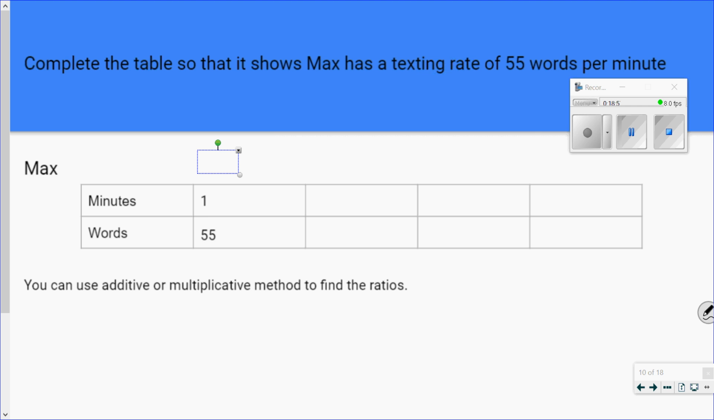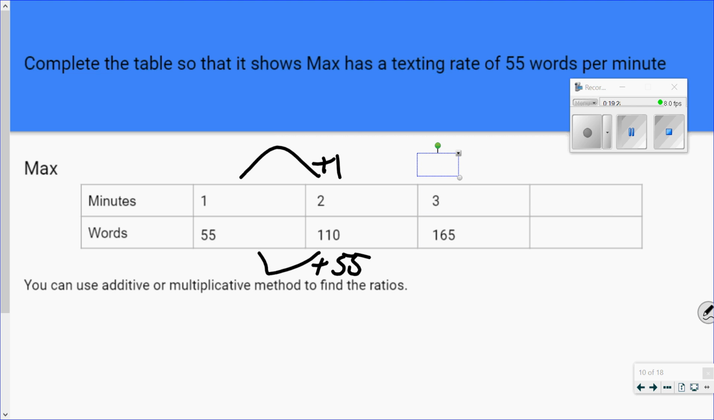Let's see who we got here. Maddox, what do you got? You're right. How do you do that? I added 1 plus 1, and then I added 50. Okay. Next. We got the next one. Parker. 3 minutes and 165 words. There you go. So again, plus 1, plus 55.